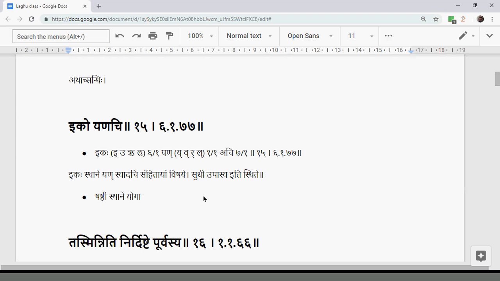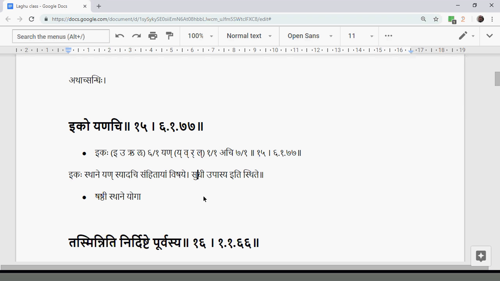So, ikah sthane yan syat achi samhitayam vishaye. Samhita is what? When there is close proximity. Samhitayam vishaye, vishaye saptami: in this subject matter, in the area when there is a samhita, in that association, what will happen? Achi samhitayam vishaye yan adesha syat. When ach immediately follows, in close proximity in pronunciation without being sandwiched by anything, and when there is no delay of more than half a matra, that time what will happen? Yan is the adesha for ik.